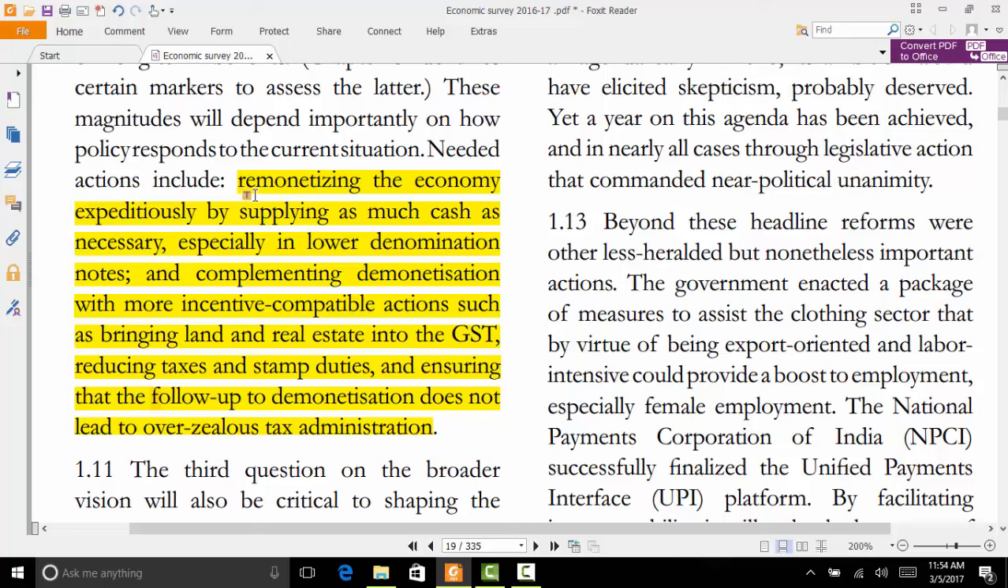Coming to the next page, they discuss certain actions that could be needed accordingly. The policy response could also be according to that. One thing is remonetization should be done quickly. Then implementation of GST and bringing land and real estate into GST. Reducing taxes and stamp duties, ensuring the follow-up to demonetization does not lead to overzealous tax administration. The same thing they have repeated here again, whatever was discussed in the first paragraph. What do you mean by this? Follow-up to demonetization does not lead to overzealous tax administration?